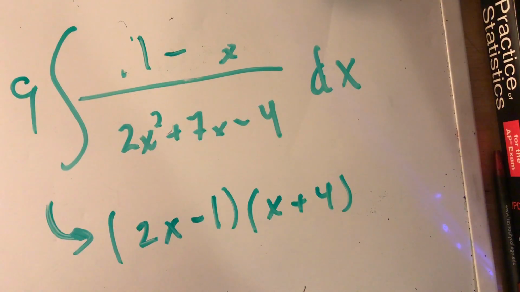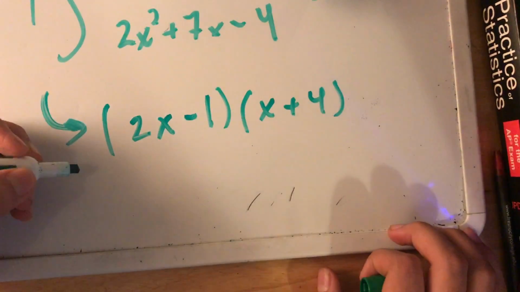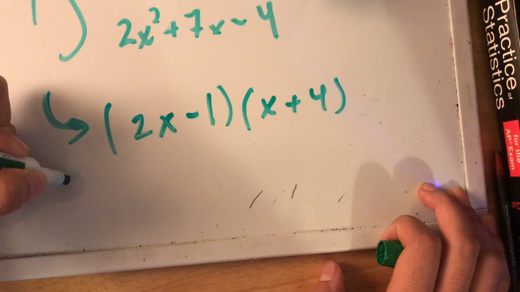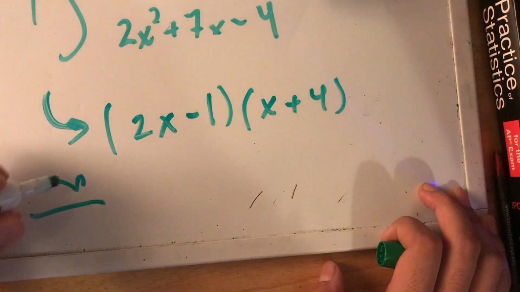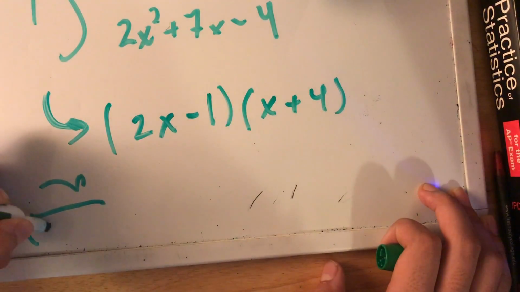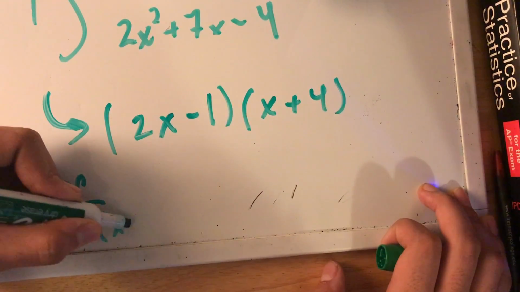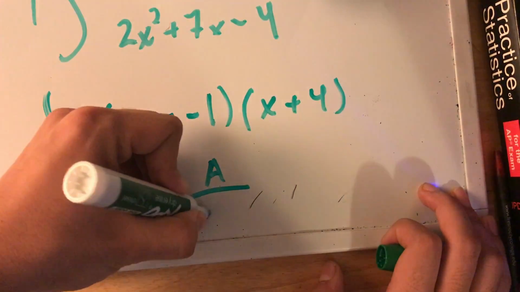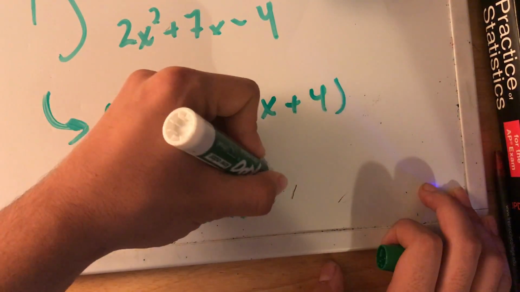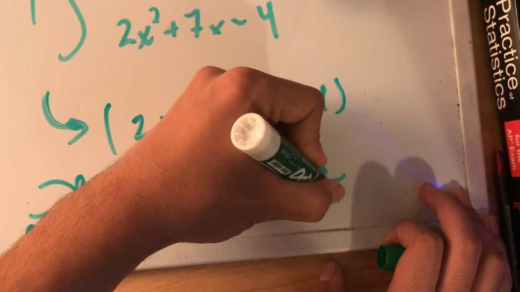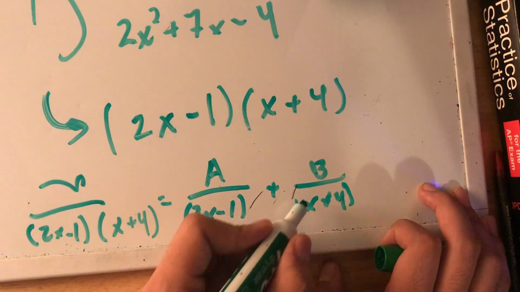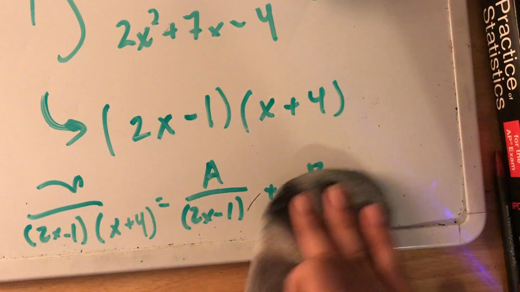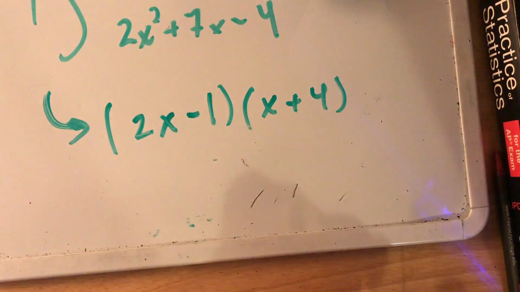So what does partial fraction decomposition tell us? It essentially says this: if I have some numerator over two things, in this case 2x minus 1 times x plus 4, this is equal to some value a divided by 2x minus 1 plus some value b over x plus 4. This is true for most any problem where you have partial fraction decomposition.